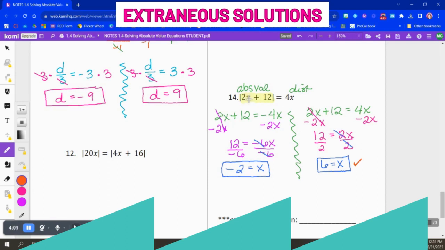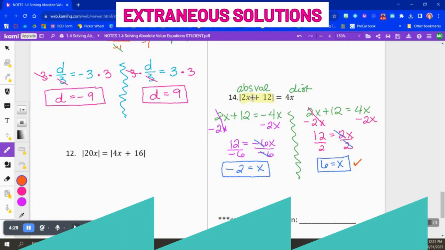Let's try it over here with a negative 2. 2 times negative 2. Negative 4. We're multiplying, so it would be negative 4. Negative 4 plus 12 is positive 8. Absolute value of 8. What's the absolute value of 8? So how far is 8 from 0? 8. Okay, so this time we have an 8 on the left side.